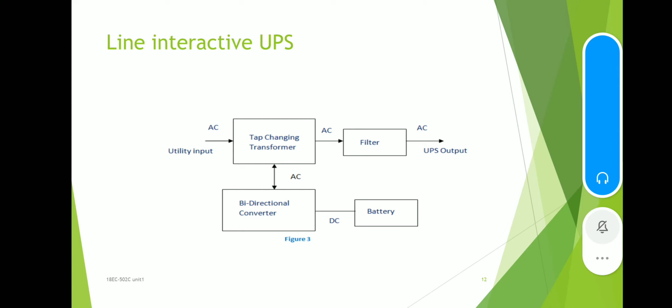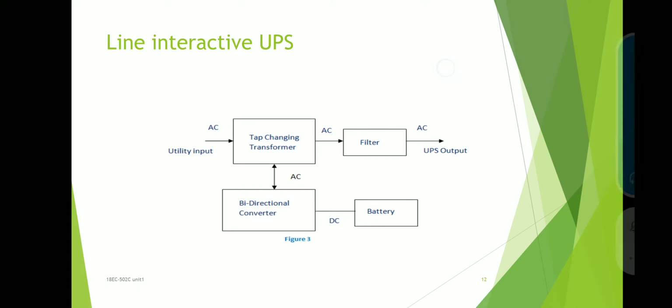Suppose there are any fluctuations in this main supply, in that case this tap changing transformer switches to the DC side. Immediately this bidirectional converter converts the charged DC into AC and drives the load. This is the function of the line interactive UPS.